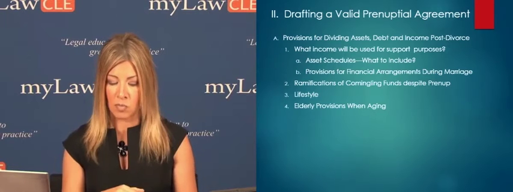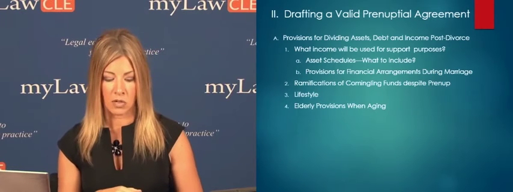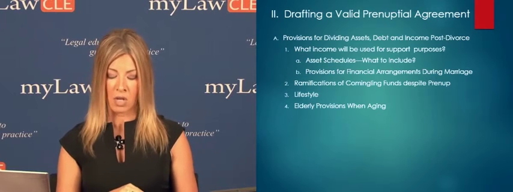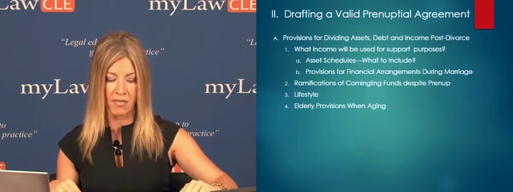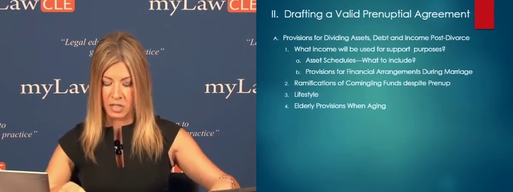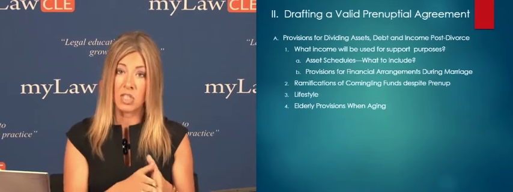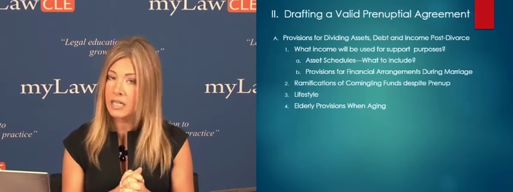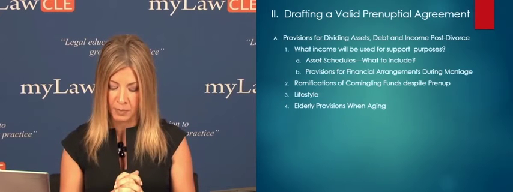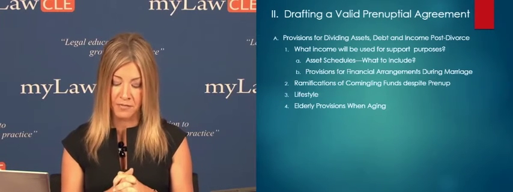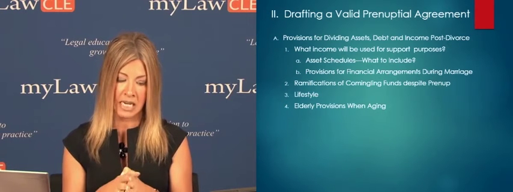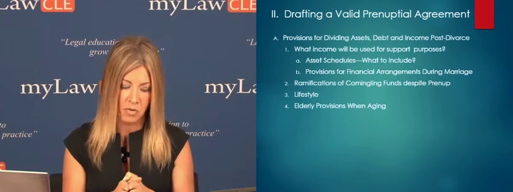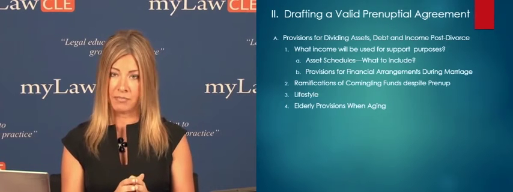So what income will be used for support purposes is certainly something that you're going to need to handle. This goes back in a way to what I was mentioning earlier. Some people will have compensation structures that include bonuses, stocks, stock options, K-1 income, percentage interests in companies, and some states define income very broadly, meaning what income is going to be used for child support, what income is going to be used for alimony, and what may be divided.